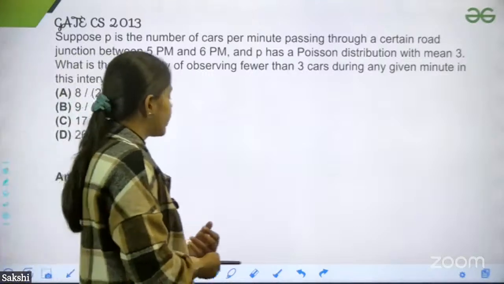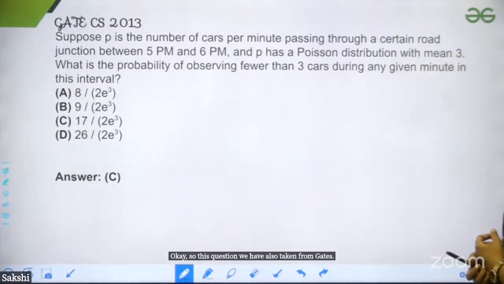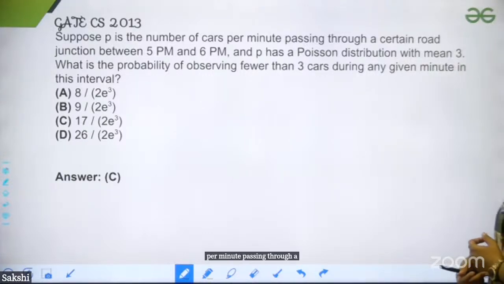Okay, this question we have also taken from GATE. It says that P is the number of cars per minute passing through a junction between 5 p.m. and 6 p.m., and this P has a Poisson distribution with mean 3. What is the probability of observing fewer cars than 3 during any given minute in this interval?